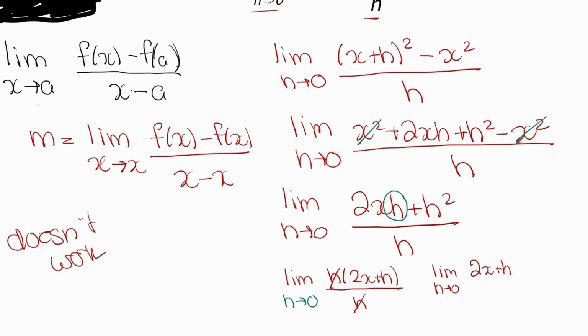Now we're going to substitute 0 wherever there's an h. So that tells me that this equals 2x. The equation of our derivative to the parent function of y equals x squared is equal to 2x.